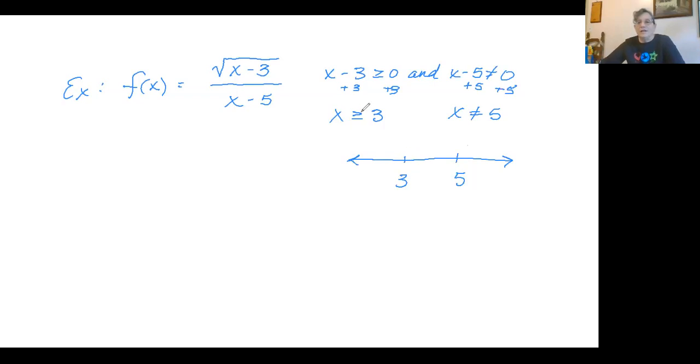Okay, x can be any number greater than or equal to 3. That would be from here up, except it can't be the 5. So to leave out the 5, we do it like that. This is how we leave out a number on the graph. So we're going up toward positive infinity here. So we've got an interval, bracket 3 up to 5 with parenthesis, and then we have a second interval from 5 to infinity.